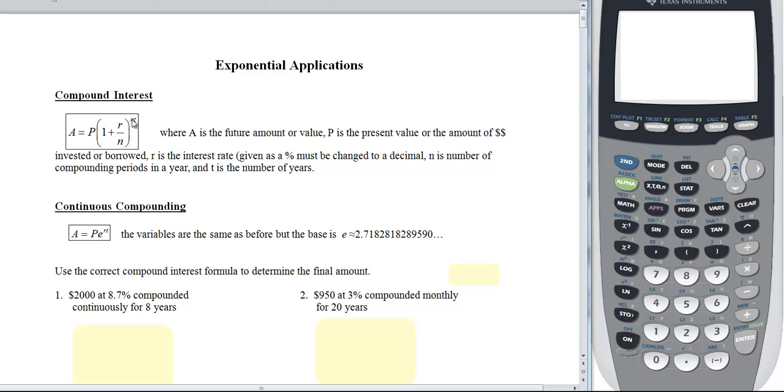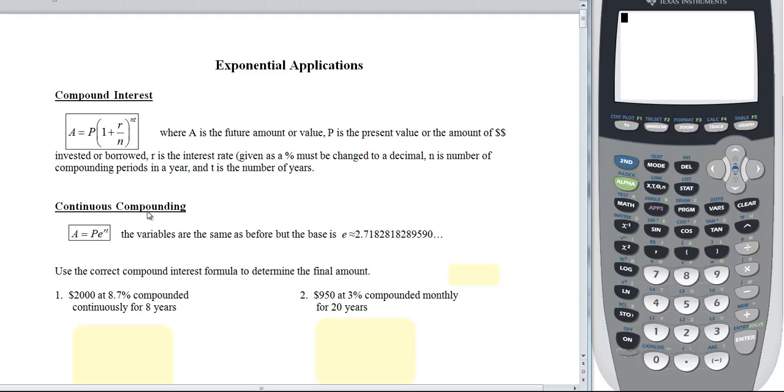And your choices there: compounded annually, N would be 1. Compounded semi-annually, N would be 2. Compounded quarterly, N would be 4. Compounded monthly, N would be 12. Compounded daily, N would be 365. So it's how many compounding periods in a year. And T is the number of years.